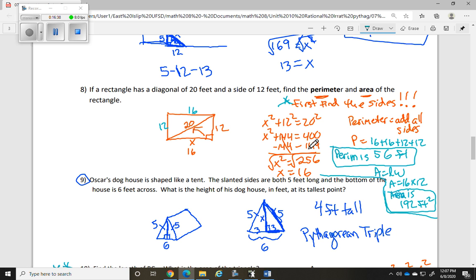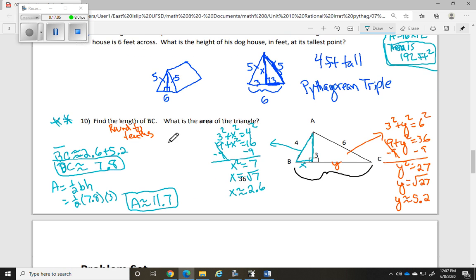So I used the Pythagorean theorem to find that the missing side, or the length of that rectangle that I drew, was 16. Once I know that that side's 16, of course the side opposite of it is 16. They told me one side was 12, so the side opposite of it is 12. Perimeter means add up all the sides, so I got a perimeter of 56 feet, and then area of a rectangle is length times width, so I did 16 times 12 to get 192.